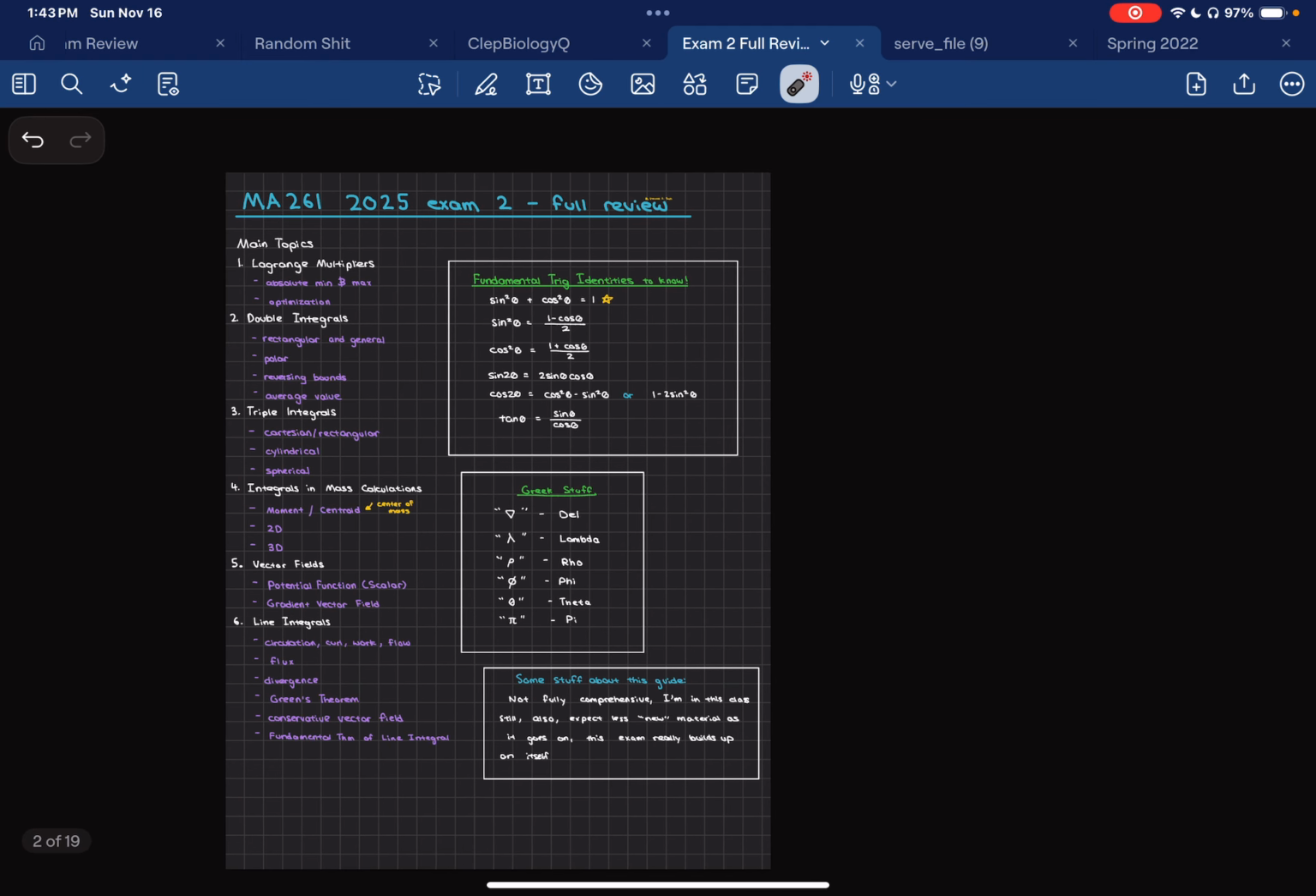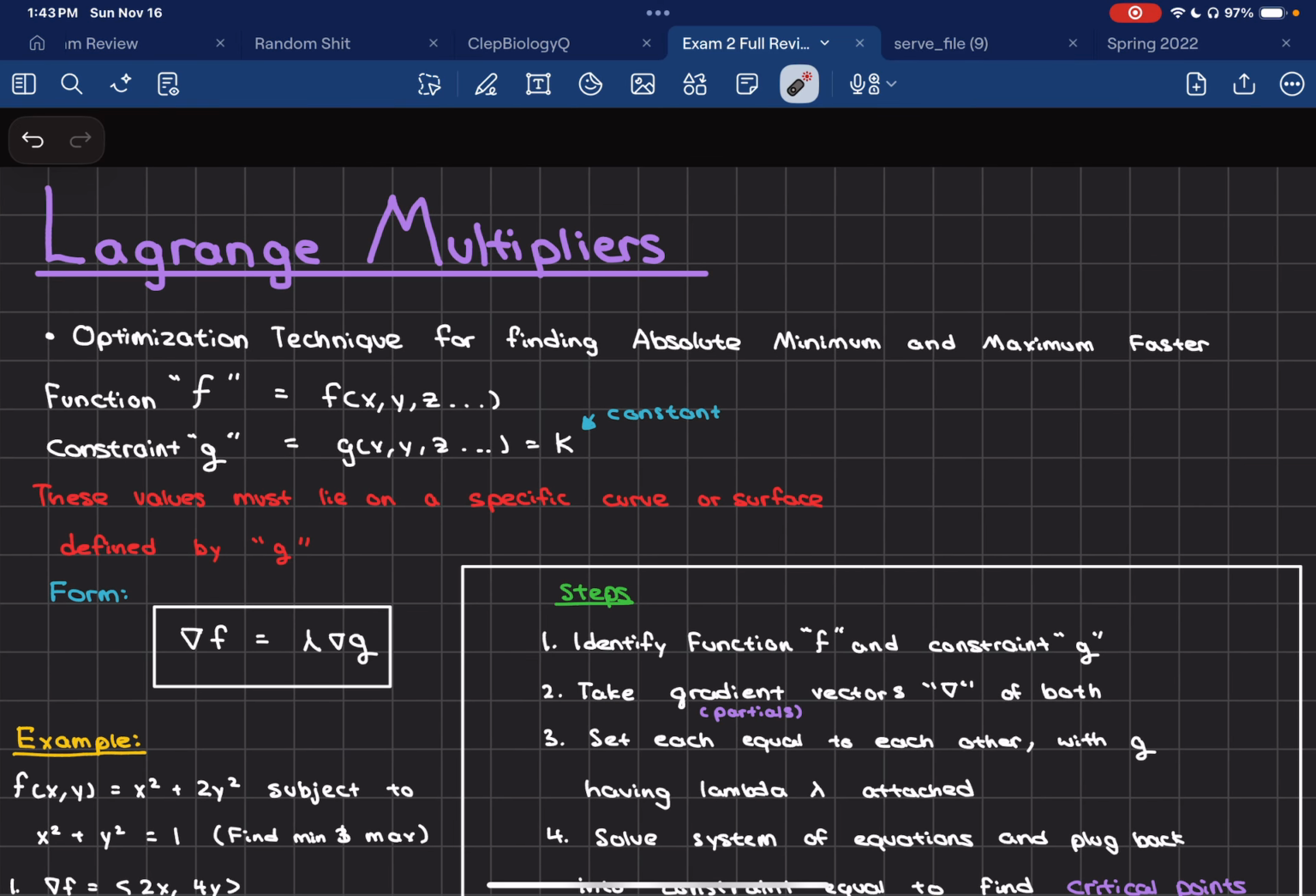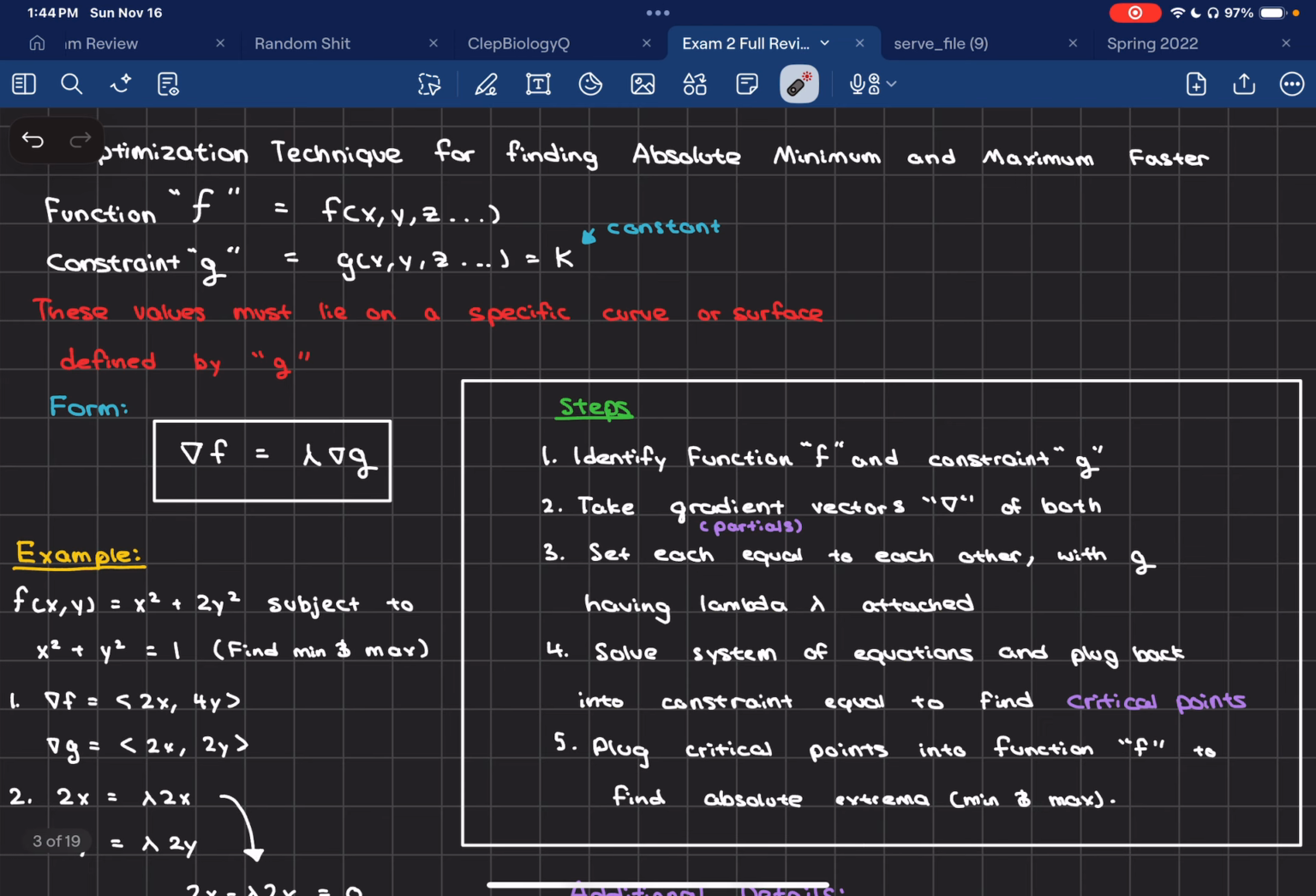Okay, Lagrange multipliers. Lagrange multipliers are an optimization technique for finding the absolute min and absolute max faster. So, we have this function f right here, which you'll see as f of x, y, z. Sometimes it's just f of x, y, but you should know that it's your starting function. And then you have a constraint g, which will be in the form of g of x, y, z, but it's different because it will be equal to a constant. So these values must lie on a specific curve or surface that is defined by your constraint g.